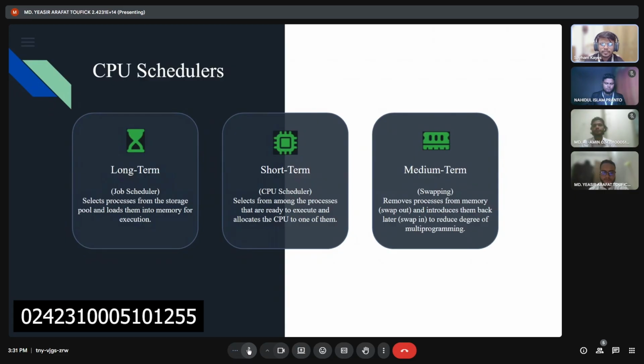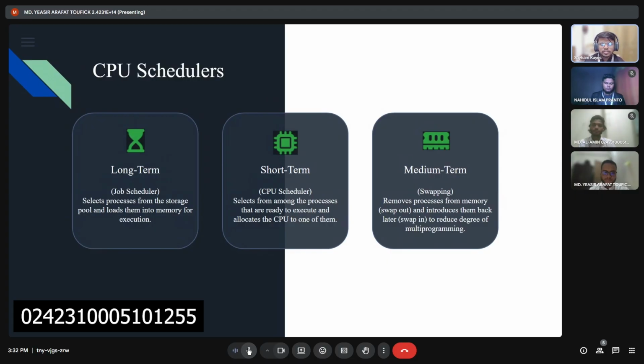The short-term scheduler, which we can also call the CPU scheduler, is the most important and runs very frequently, in milliseconds. It selects the next process to be executed from the ready queue. So the processes that are waiting will go through our CPU scheduler and be executed from the ready queue.